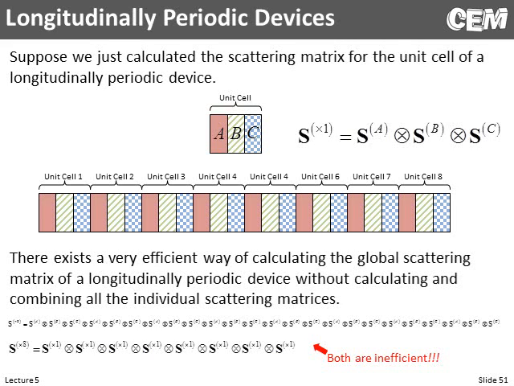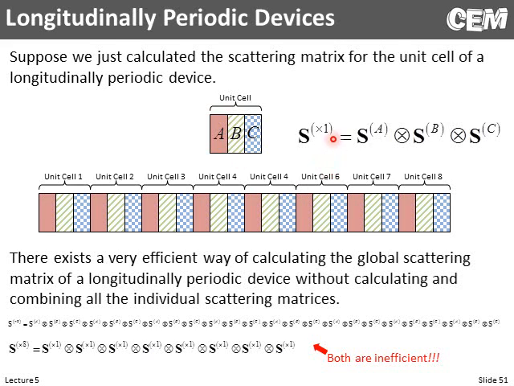First, let's talk about longitudinally periodic devices. So what do I mean by that? Let's say we have 3 layers, red, green, and blue, and we're calling them A, B, and C. And then let's say those 3 layers repeat. So red, green, blue, red, green, blue, red, green, blue.